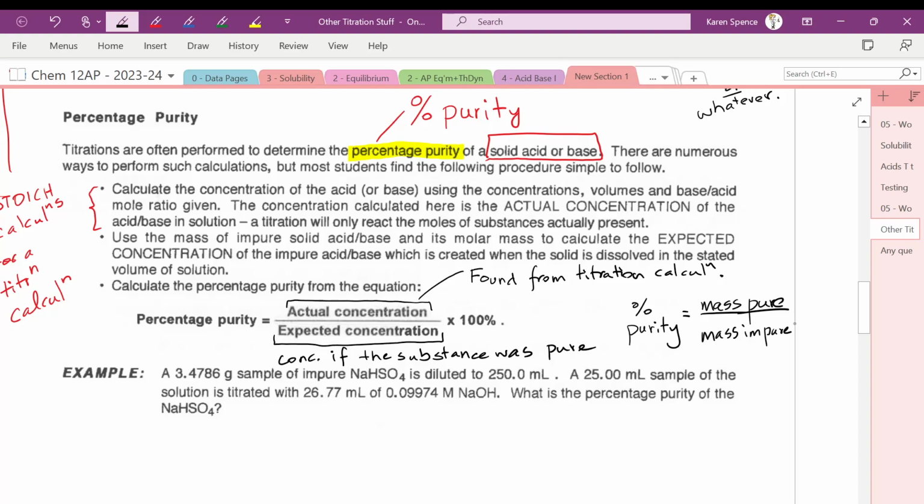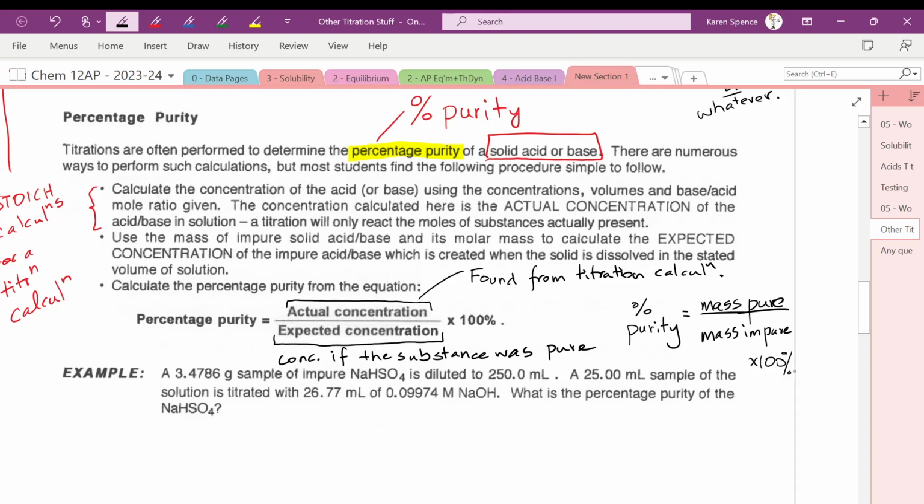The percent purity could be the mass of the pure over the mass of the impure. Does that make sense? Okay. And then, of course, times 100%. And it doesn't matter which one of these calculations you use. There are other ways to do it as well. I would like you to see if you can use that and your general knowledge to do this example.